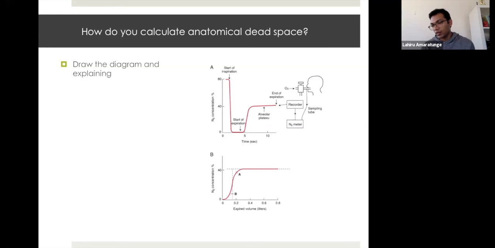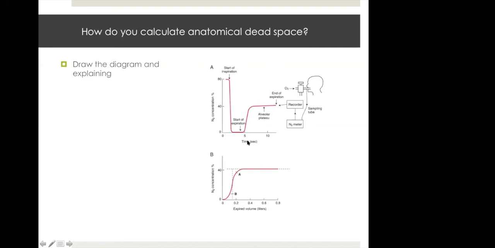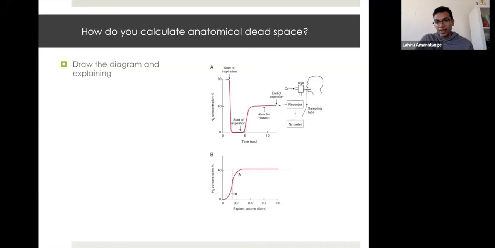And as you see, what are the units on that first graph? So nitrogen concentration as a percentage and time in seconds. If you have a flow meter that says liters per second and you integrate that with respect to time, then you can get volume on the x-axis, which is identical, but volume is what you want the units to be in when you're making this measurement.